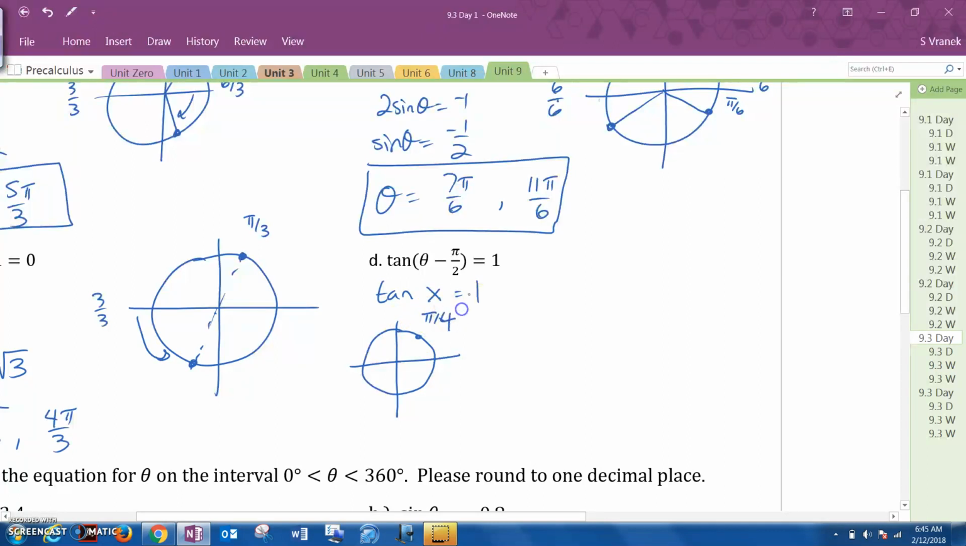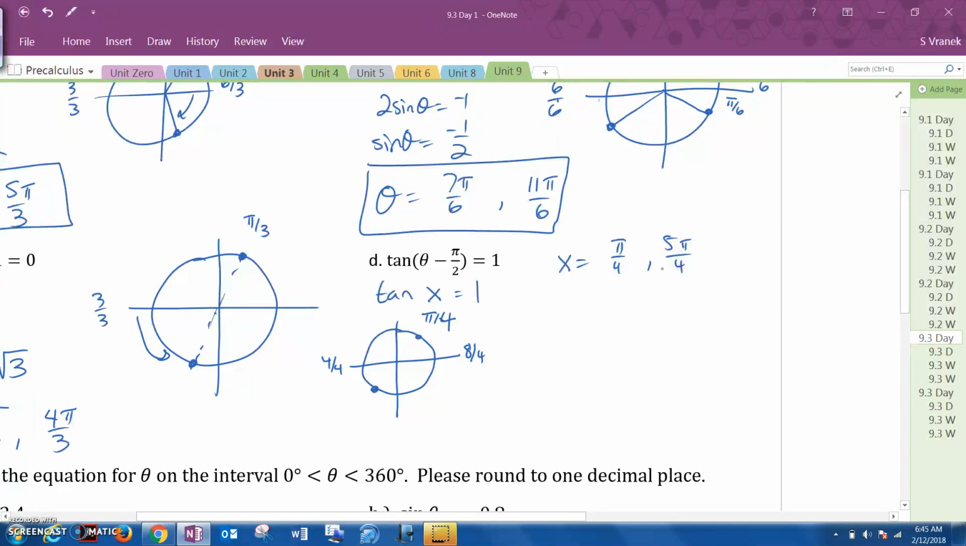And we just talked about this. Where's the other place tangent is positive? It's over in quadrant 3. Since this is 4/4, this is 8/4, because we're in fourths, this other one is 5 pi over 4. So I get x is equal to pi over 4 and 5 pi over 4.